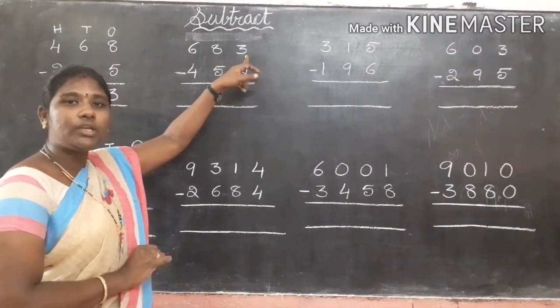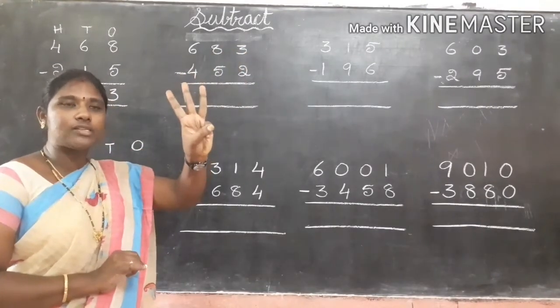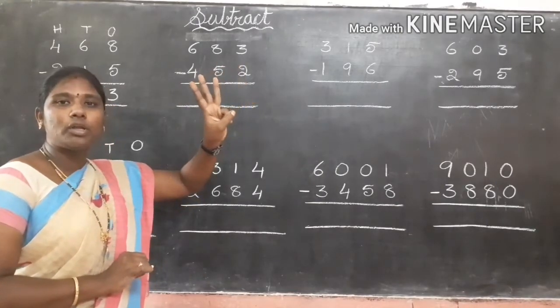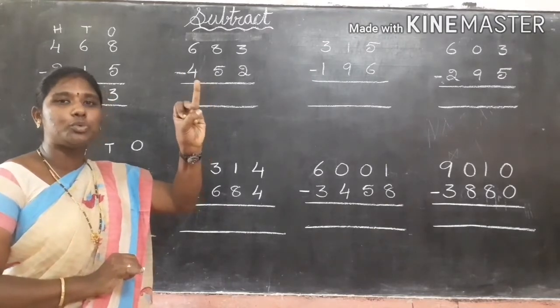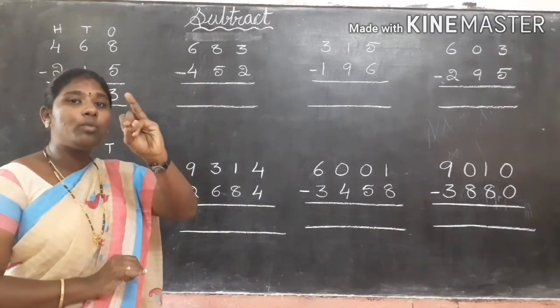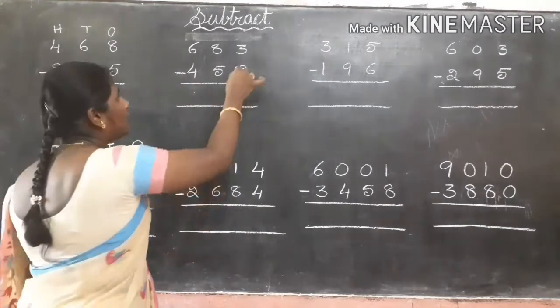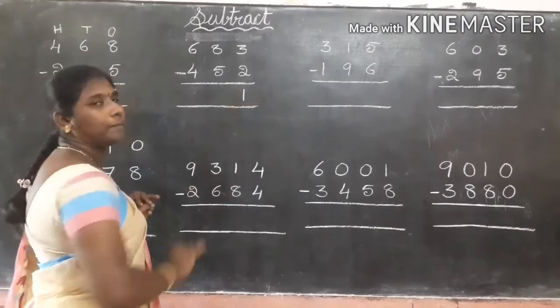What is the top number here? 3. So take 3 fingers. What is the down number? The bottom number is 2. So we have to close 2 fingers. 1, 2. 1 more will be left. So we have to write here 1.